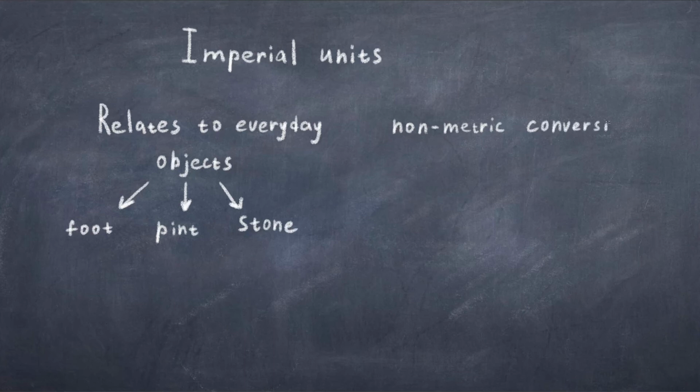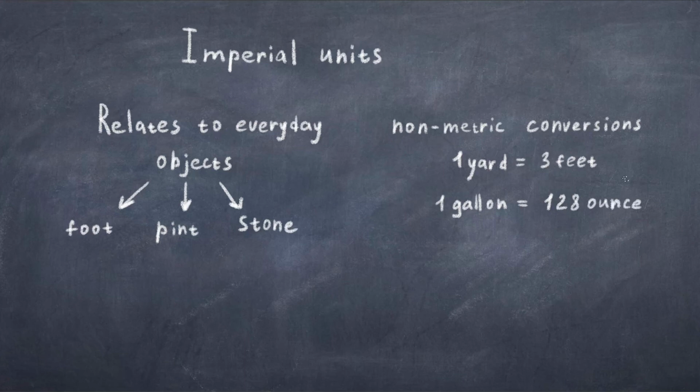But the imperial system doesn't have the same base 10 property like the metric system, making it more confusing. As an example, 1 yard is 3 feet and 1 gallon is 128 ounces. This makes conversions less trivial. Luckily, all countries use metric units today except the US, Myanmar, and Liberia. Don't ask me why they still use imperial units.